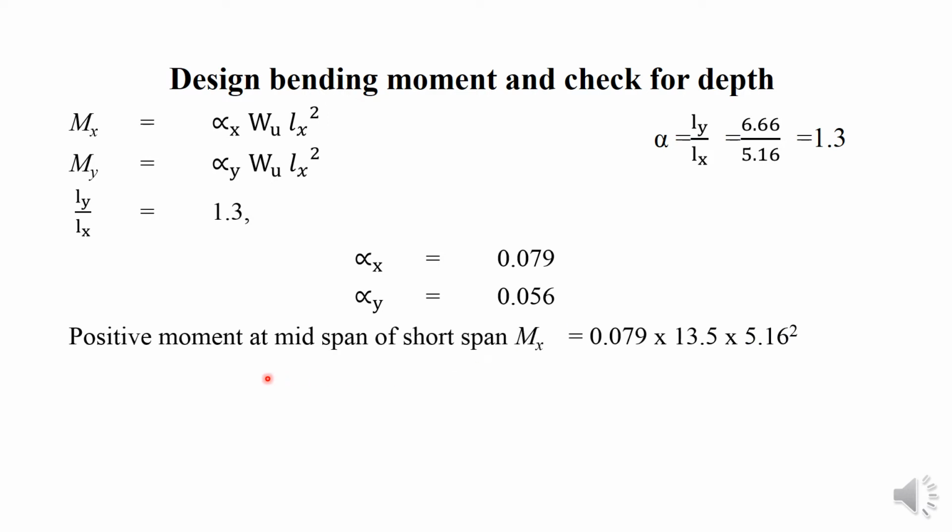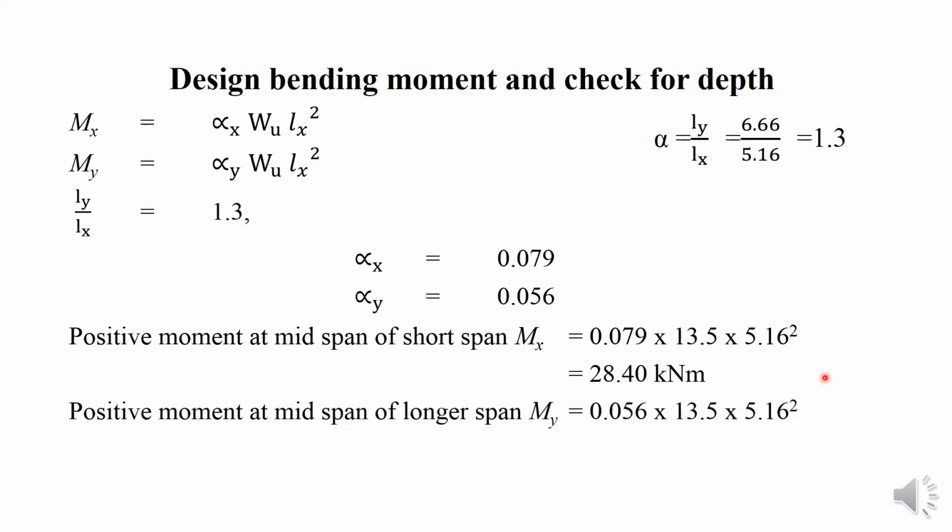Then the positive bending moment at mid span, Mx, that is for the shorter span, is equal to, substituting the values, 0.079 into 13.5 into 5.16 square, that will be equal to 28.40 kilonewton meter. Like that, the positive bending moment at mid span of the longer span, My, is equal to alpha y, which we already found, 0.056 into 13.5 into 5.16 square.